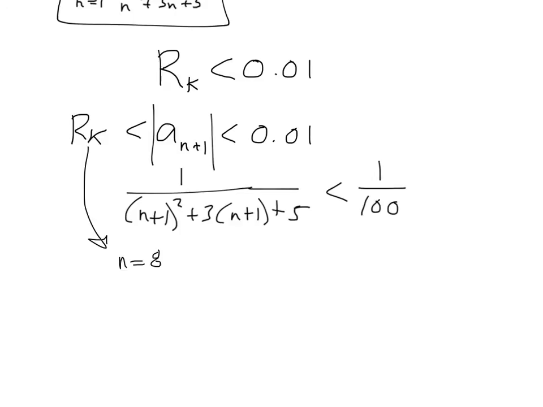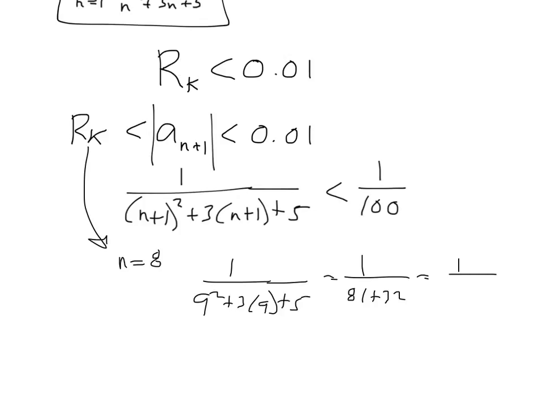My remainder here would end up being 1 over 9 squared plus 3 times 9 plus 5. And so here that remainder is 1 over 81 plus 27 plus 5, so that's another 32. So you're looking at 1 over 113. Is that right? Yeah. 1 over 113. And so the idea here is, yay, 1 over 113, that's definitely smaller than 1/100th.